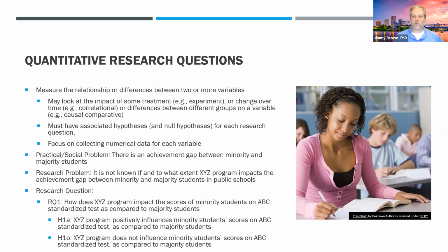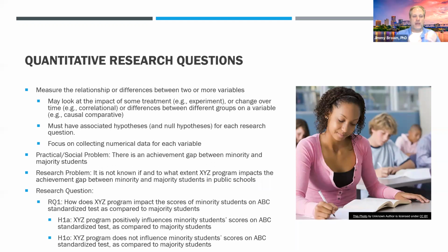How do we measure that? Well, we would assume that we're going to have two groups of students, those who have been through it and those who haven't. And so for the majority and the minority students, we'd have students who've been through this program. And then we're going to look at them on some standardized measure. So ABC standardized test. Every school has standardized tests. We're not going to debate the value of high stakes testing and all that in the schools, but we're just going to say we know schools have that.